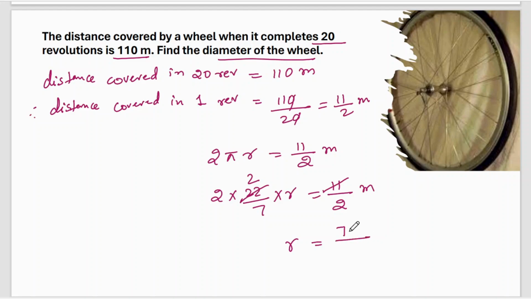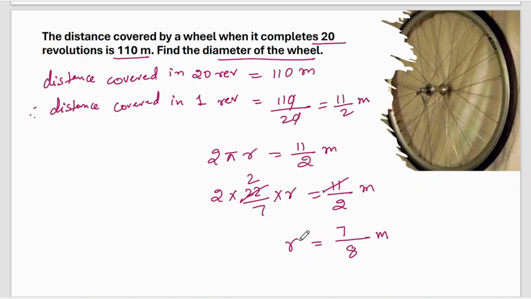Now the 7 will come this side, and you will have 2 into 2 into 2, that is 16 meter. So you can calculate this and you will get r equal to 7 by 16 meter. Sorry, here we have to take 7 by 8 only. Not what was written. So 7 by 8 meter.